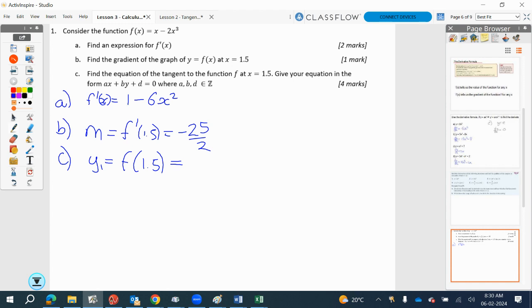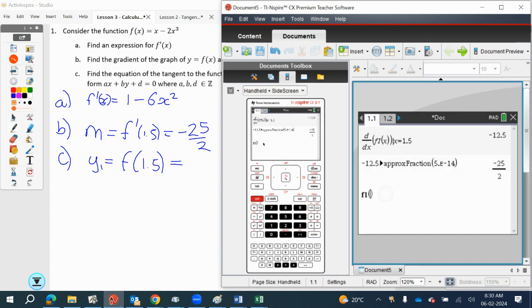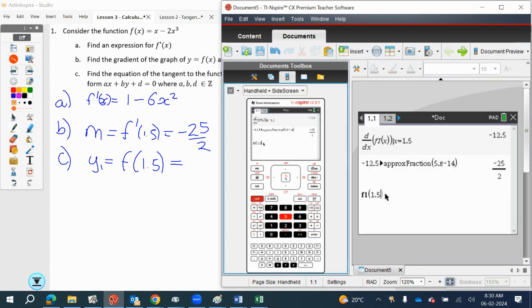So many students. So f of 1.5. So it comes 1.5 minus 2 times 1.5, where you use your original equation. What's this as a fraction? Minus 21 over 4.